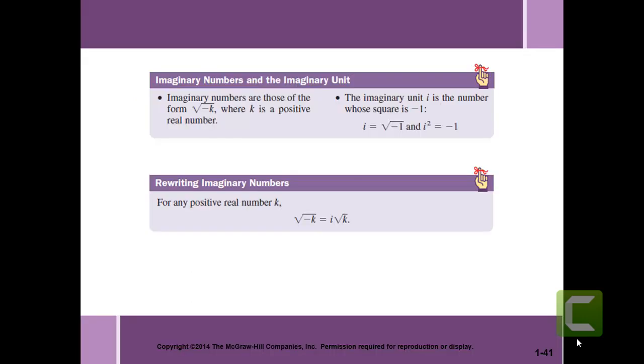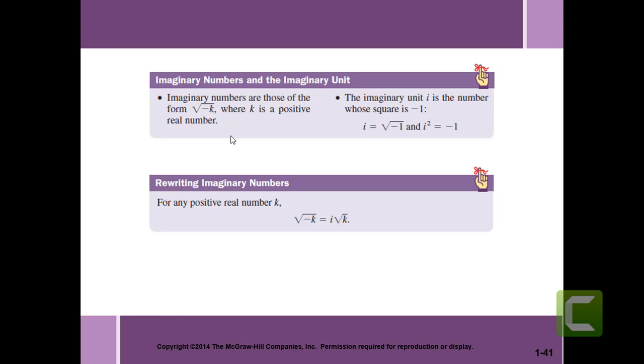Okay, so here are the definitions that I want to cover with you. So here's the idea. Imaginary numbers are those of the form where you have a negative number under a radical, a square root. Okay, those are imaginary numbers, where k in this case is a positive real number. So you're taking the square root of a negative real number. That is an imaginary number.